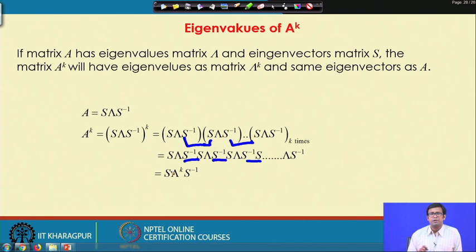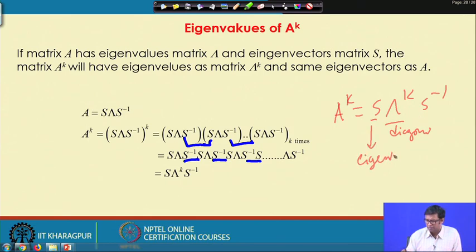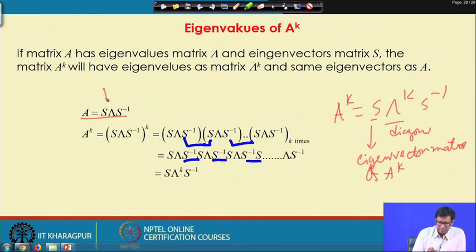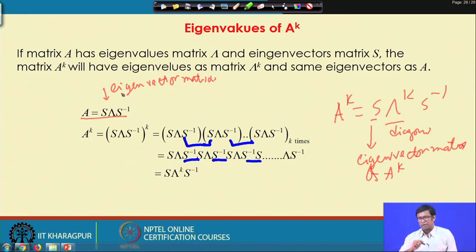You can check it quickly, because we can write A to the power k is equal to S lambda to the power k S inverse, which is a diagonal matrix, and it will have the eigenvalues of A to the power k. S is the eigenvector matrix of A to the power k, because A is equal to S lambda S inverse. In this case, S is the eigenvector matrix, and lambda is a diagonal matrix.